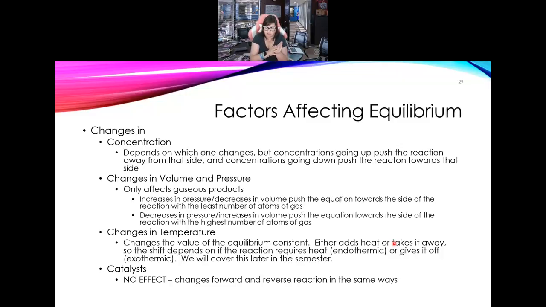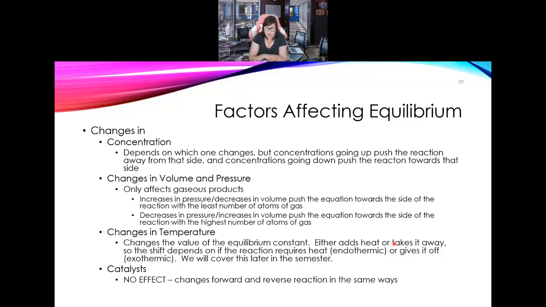I can see changes in volume and pressure. Okay, those will only be a consideration when we talk about our gases, all right? So if I increase the pressure or decrease the volume, that pushes the equation toward the side of the reaction with the least number of atoms of gas, or the least number of moles of gas. So as we talked about before, that N2O4 going to 2NO2, I have 1 mole of gas on the reactant side, 2 moles on the product side. So if I increase pressure or decrease the volume, that's going to shift forward. If I decrease the pressure or increase the volume, that's going to reverse it, and it's going to go backwards.